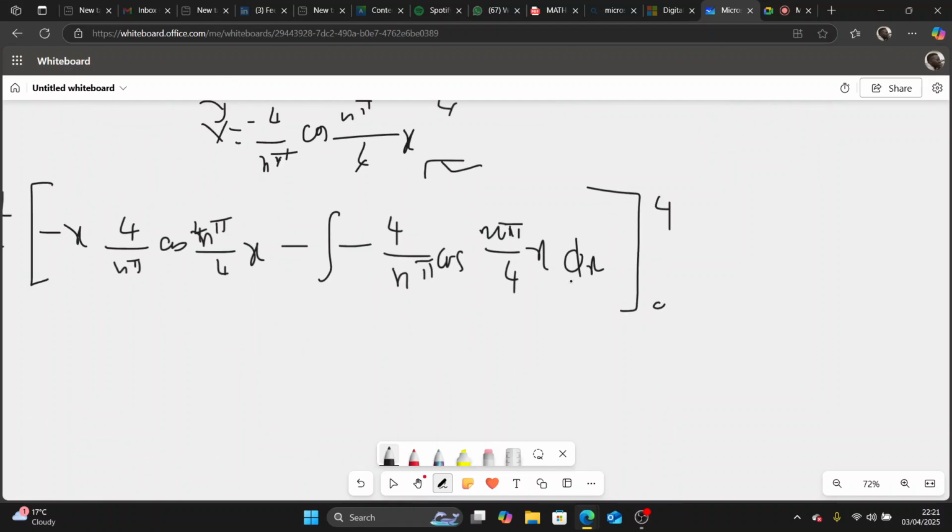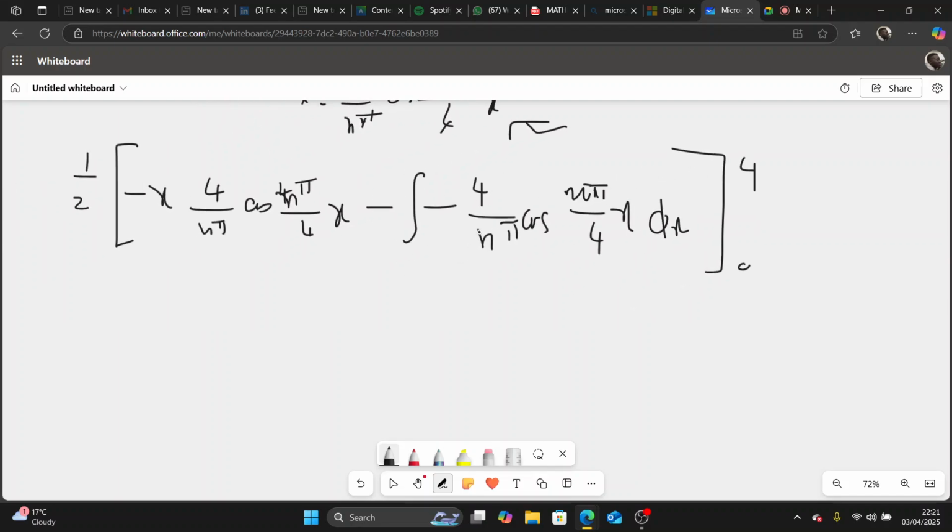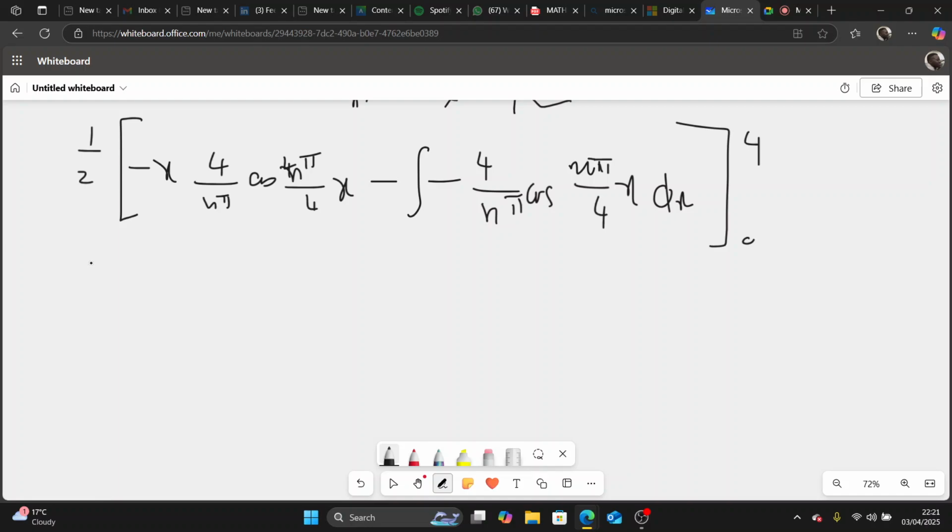But before we solve this, we need to solve this integration inside here first. So if we have to write it, it's half minus x 4 over n pi cos n pi over 4 x. The minus can come out here. Do you see it? I see it.